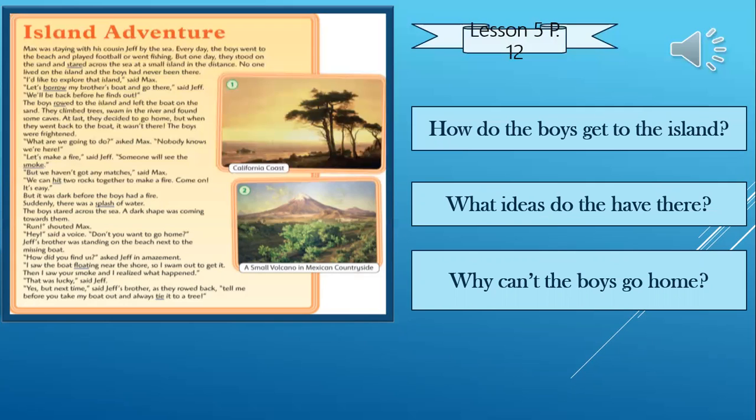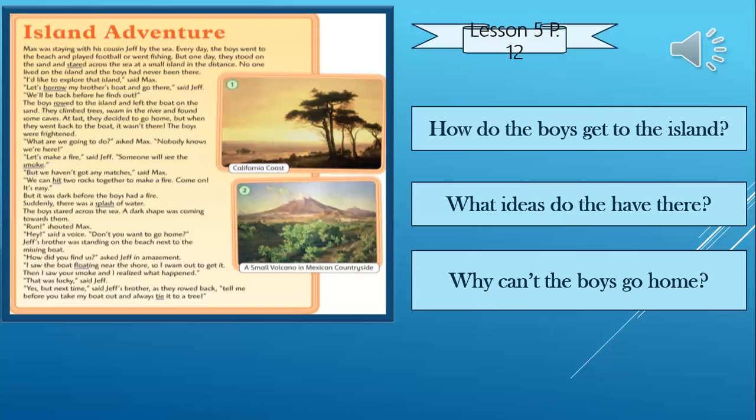But it was dark before the boys had a fire. Suddenly, there was a splash of water. The boys stared across the sea. A dark shape was coming towards them. "Run!" shouted Max. "Hey!" said a voice. "Don't you want to go home?" Jeff's brother was standing on the beach next to the missing boat. "How did you find us?" asked Jeff in amazement. "I saw the boat floating near the shore, so I swam out to get it. Then I saw your smoke, and I realized what happened."